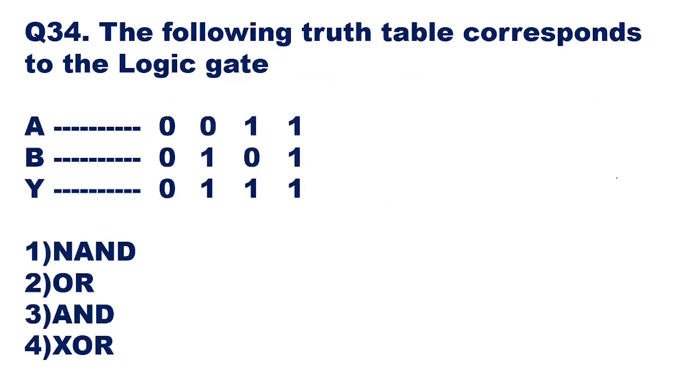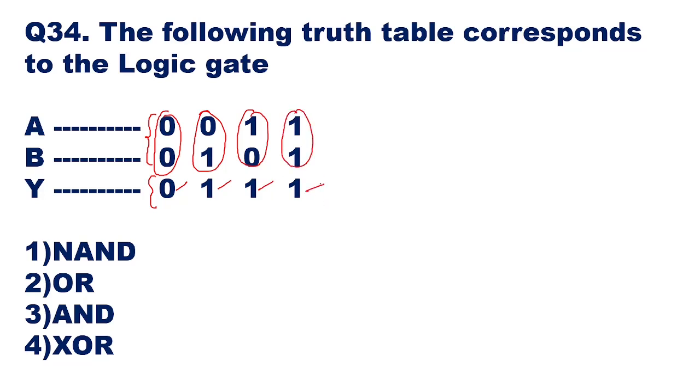Question number 34. The following truth table corresponds to the logic gate. Now here a truth table is shown. In this truth table, we see A and B as inputs and Y as output. If the inputs are 0, 0, the output is 0. If the input is 0, 1, the output is 1. If the input is 1, 0, the output is 1. And if the input is 1, 1, the output is 1.